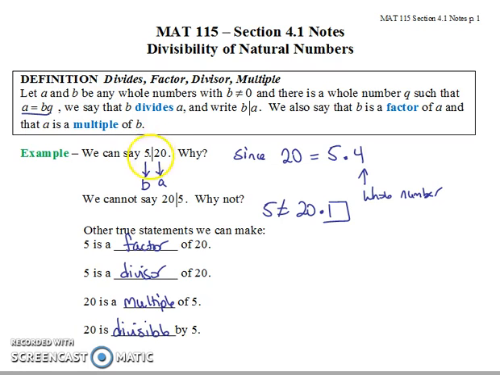Now this divides statement is either true or false. We don't say an answer. When we say 5 divides 20, that is true. When we say 20 divides 5, that is not true. It's false. You really don't have a lot of options. You don't say 5 divides 20 is 4. You just say it's a true statement. 5 divides 20.